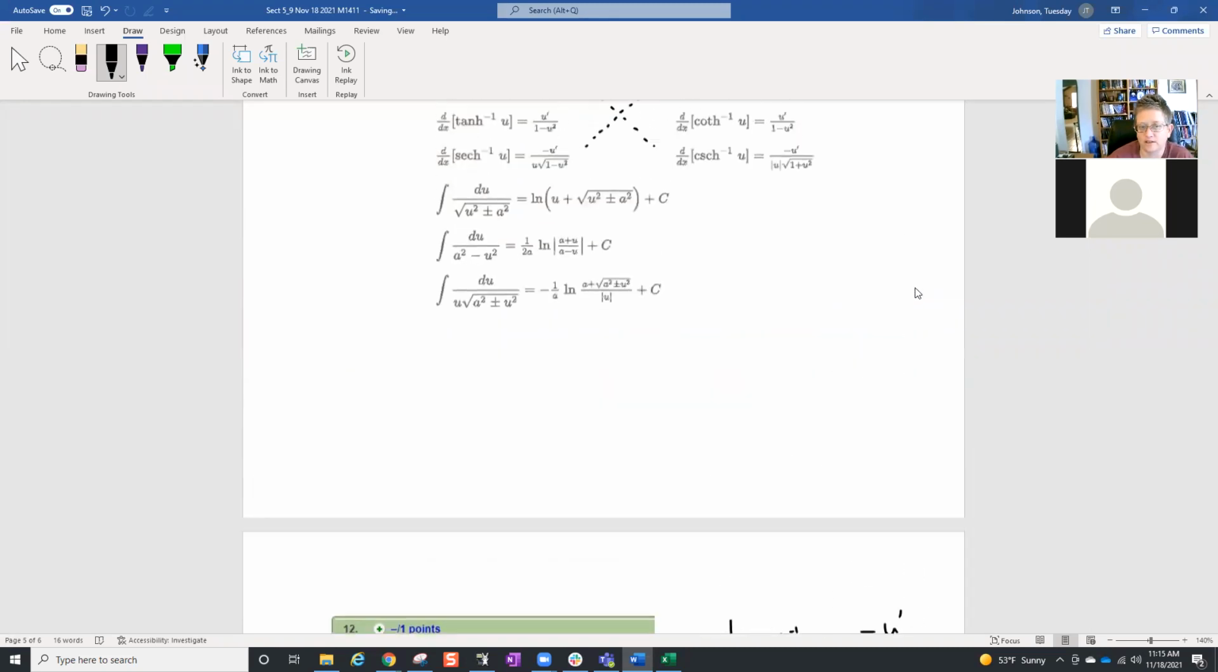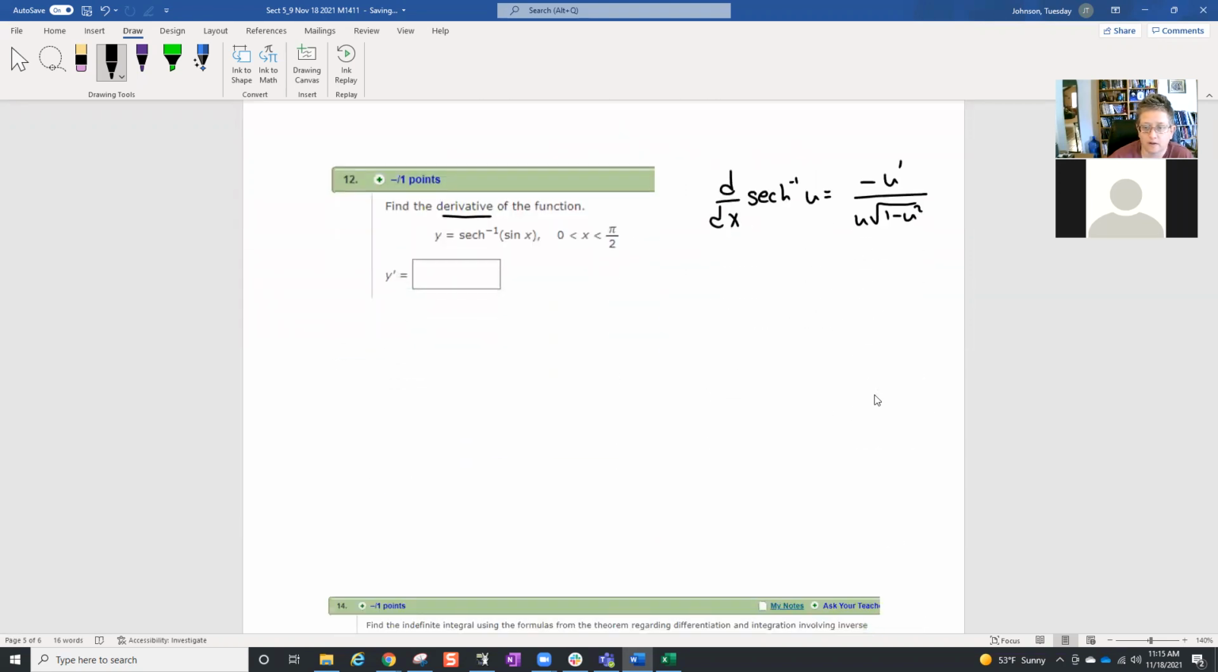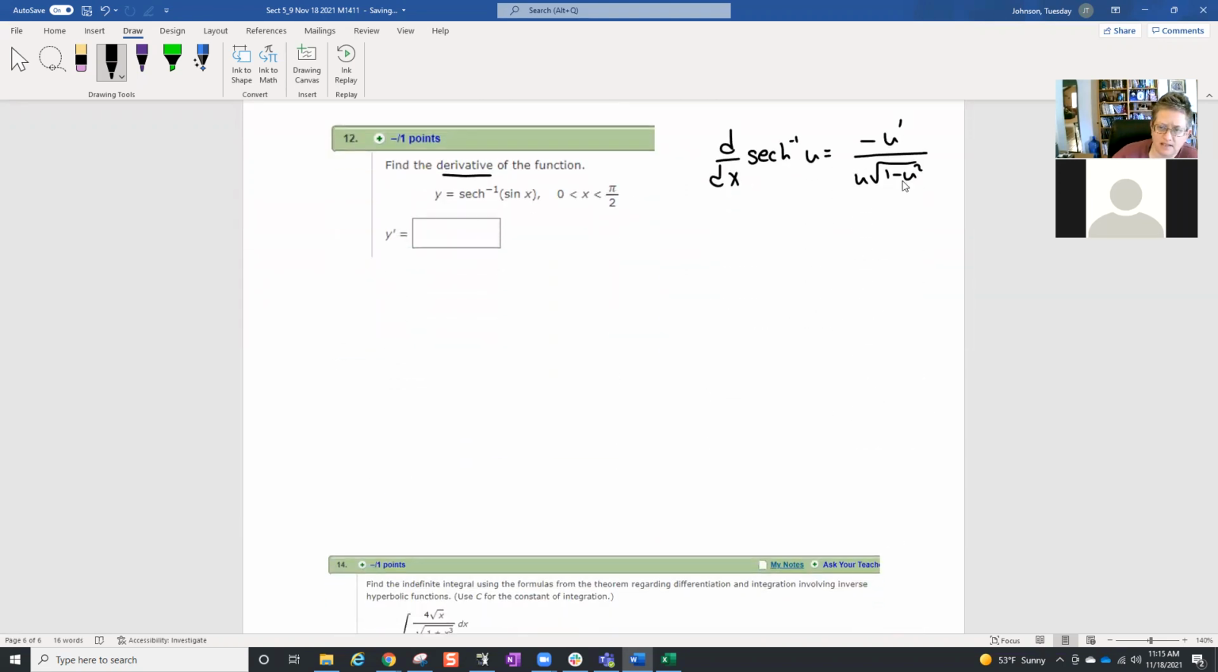That's what my notes say. Let's check and make sure. Yep, we're good. Notice that this one has an absolute value, the hyperbolic cosecant inverse, but the hyperbolic secant doesn't. Very subtle differences, but things we need to keep in mind.